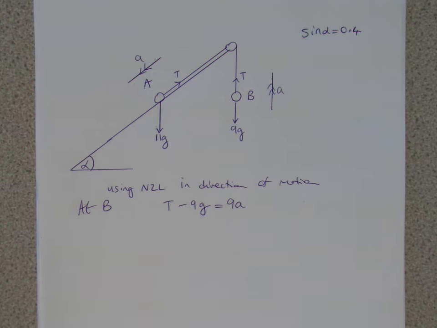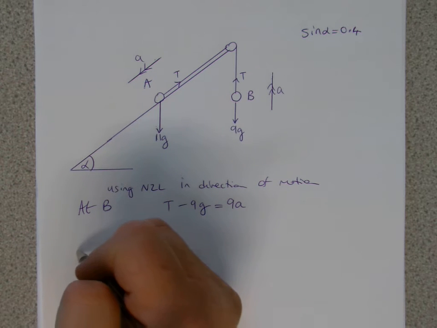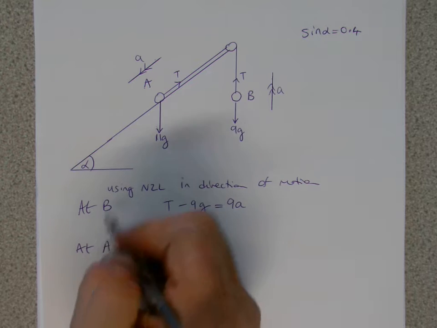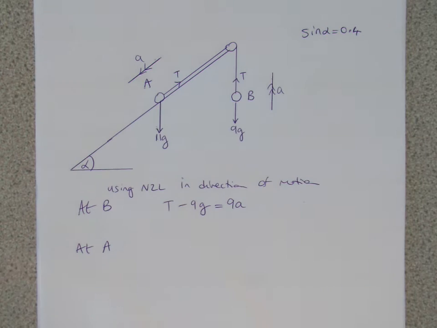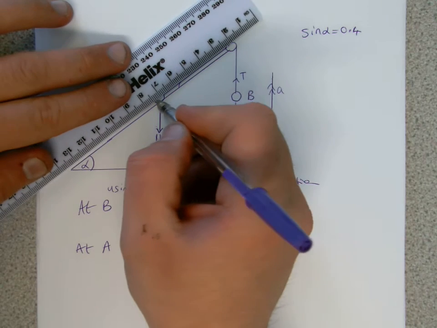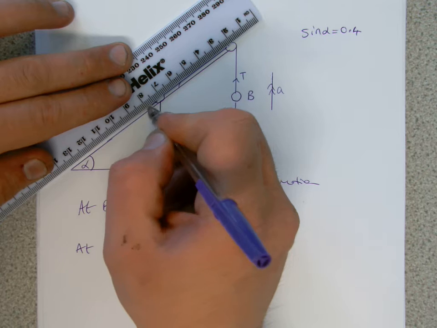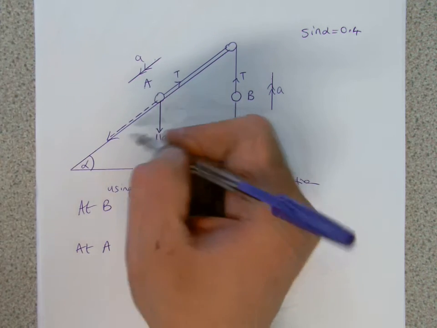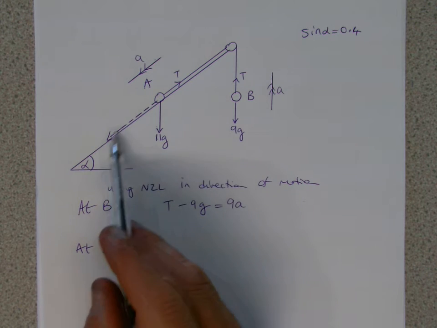Now when I resolve at A, it's a different story, because we've got to go in the direction of motion, and the direction of motion is in the direction of that string. So that's really important. For the direction of the string, I need the component of the weight which is pulling it down, in the direction of that string. So I need to work out what the component is here.